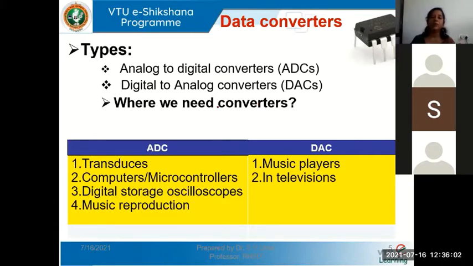Now, where do we make use of these data converters? I have put a table here showing some applications of ADCs and DACs. Normally, transducers. Okay, so ADCs are used in some kind of transducers. We will need ADCs as the initial part. We also use them in computers and microcontrollers.